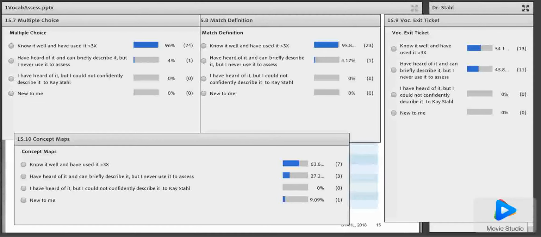And then our final one is, again, the concept map. Most of you have used these, but have you used them to assess? Not to just use them, but have you used them as an assessment tool?